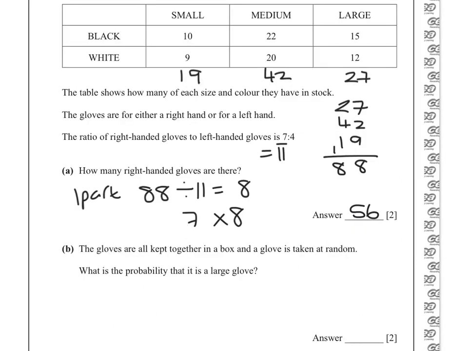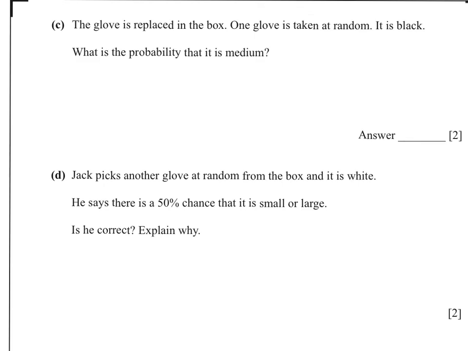Probability that you pick a large glove, well, there's 27. And we've just worked out that there's 88 gloves in total. Now to look at this fraction and see if it will simplify. 27 is 9 times 3, and 3 doesn't go into 88, so that is this fraction simplified as far as possible. Medium glove, there are 42 out of 88. 2 goes into 42 21 times, and into 88 44 times. So that's our answer, 21 out of 44.